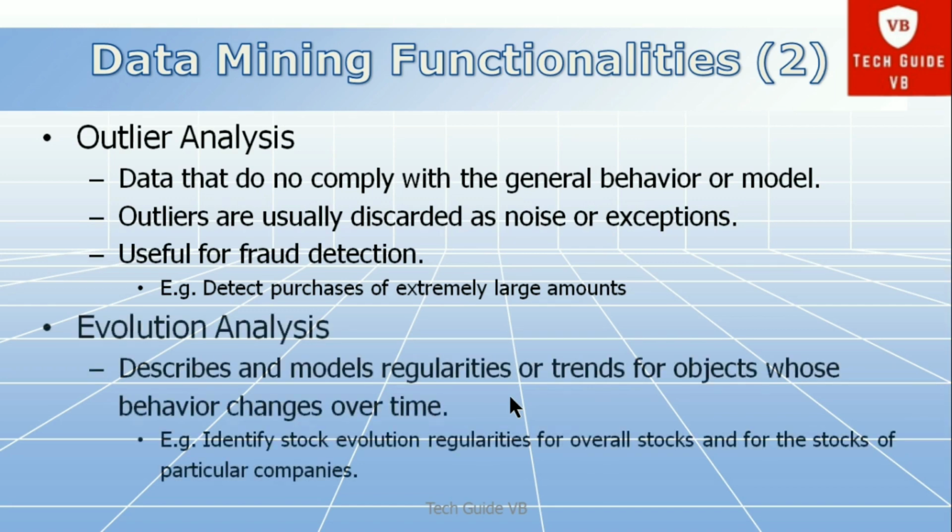And the next and last term in these data mining functionalities is evolution analysis, which is of less importance, because it describes the models, regularities or trends for objects whose behavior changes over time. The example given here is to identify stock evolution regularities for overall stocks and for the stocks of particular companies. So these are the data mining functionalities given.